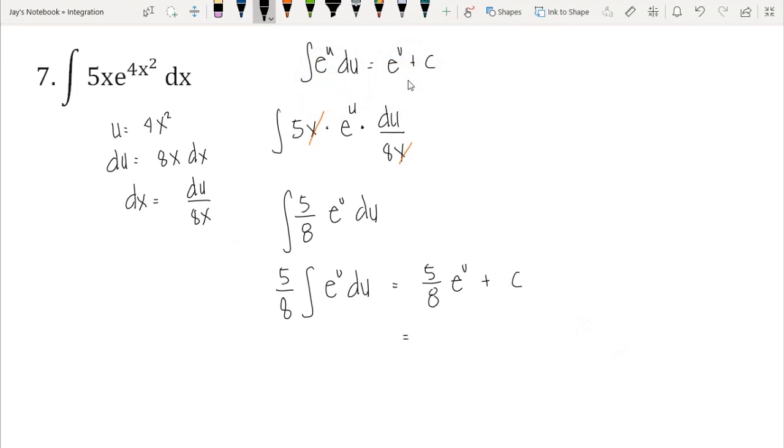Now let's substitute back the value of u, that is 4x squared. So we have 5 over 8 times e raised to 4x squared plus c. So this is the integration of 5x e raised to 4x squared dx. So we have two ways in computing the integration. Again, the first one that I introduced was to introduce a multiplier and the reciprocal outside of the integration. But in this video, we learned how to compute integration using u-substitution.